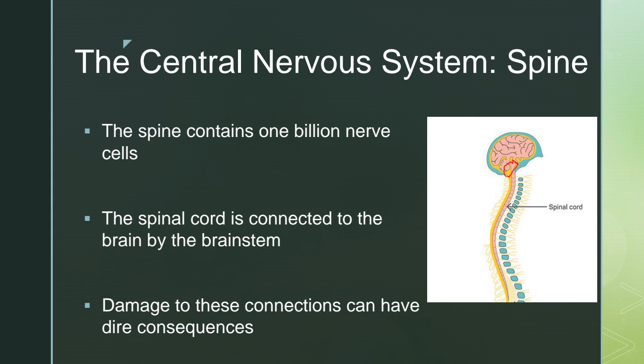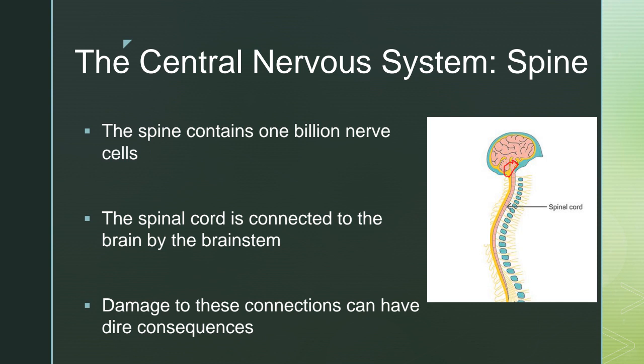Okay, so let's move on to our next part of the nervous system, the central nervous system. So we've got two parts going on here. We've got the spine and we've got the brain. So the spine is certainly a complex organ, a complex system, that contains 1 billion nerve cells.